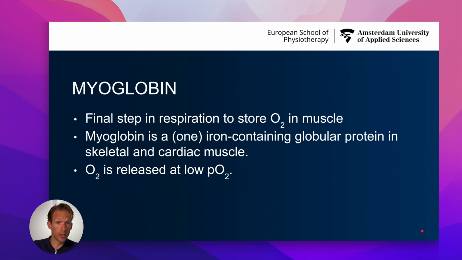Now, myoglobin, I mentioned it in the previous video, is actually the little brother of hemoglobin. Similar structure. It has 1 iron molecule for the binding of O2, compared to 4, and you can see it in skeletal muscle or cardiac muscle, and it just makes sure that you can actually store some of your O2, and then from the myoglobin, the oxygen can be released and diffuse into the mitochondria.